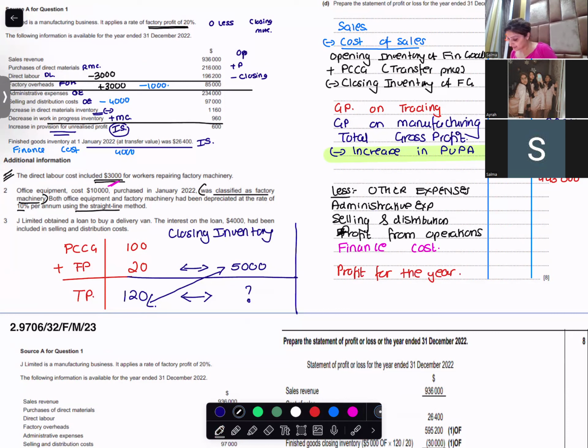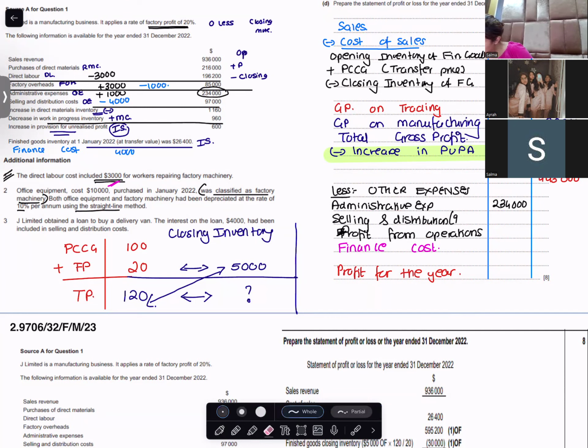So what are your admin expenses? Admin expenses is 234,000. Is there any adjustment for that? Selling and distribution, no, we did all markings, right? No, wait, this depreciation will come in admin only, no? Depreciation of factory. Yeah, so 1,000 plus 2,340. So it's 235.